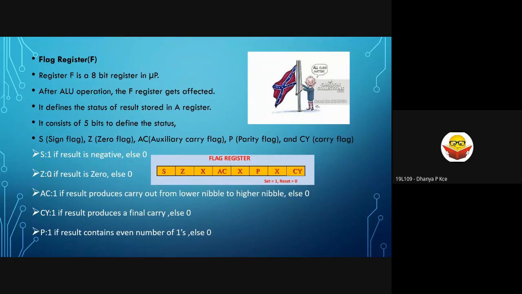And the parity flag: depending upon the number of ones present in the result, the parity flag will be set or reset. If the parity bit is set, there are an even number of ones present in my result; else, there are an odd number of ones present in my result.